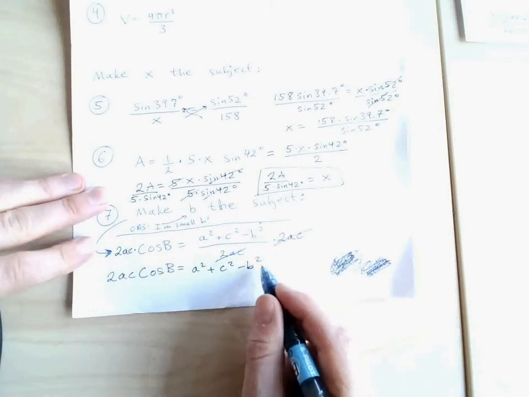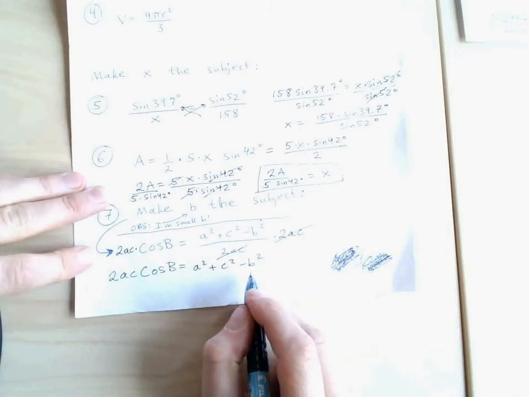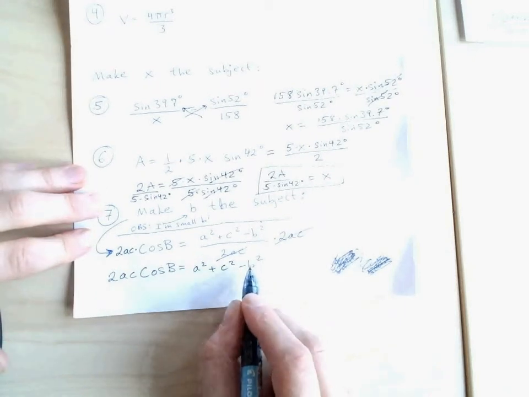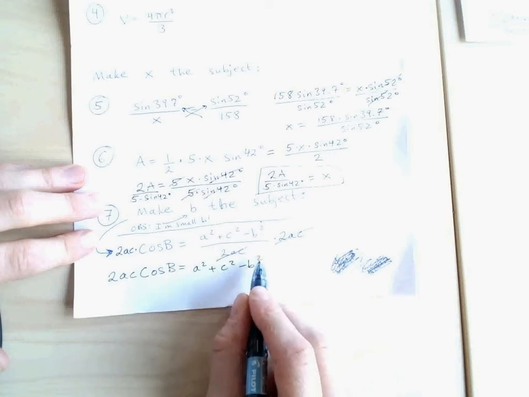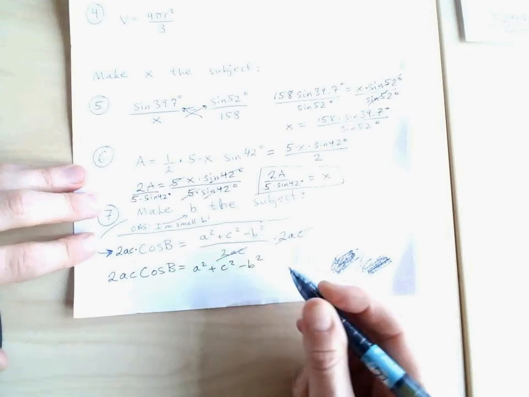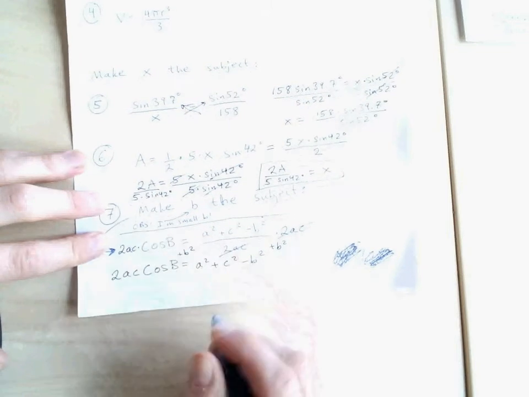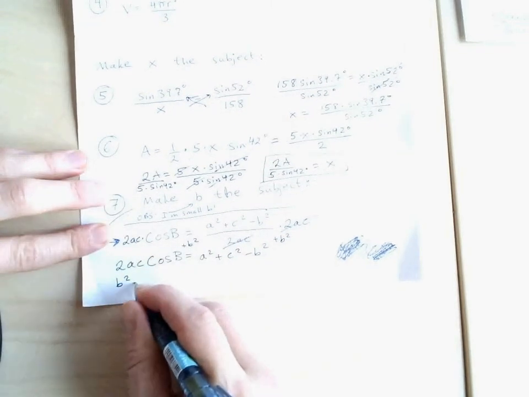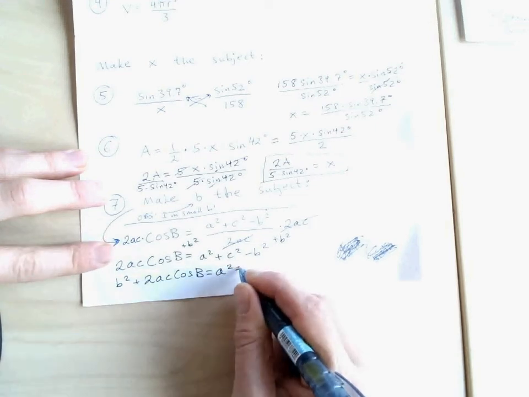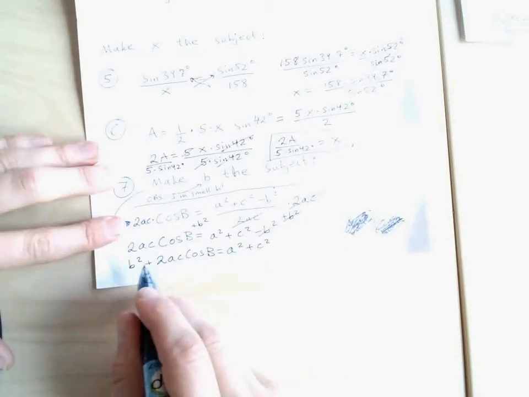Now, we need to get b alone. There are some different ways in which we could do this, but you see also that you have minus b squared here on this side. We would like b squared to be positive. It would be more convenient for us. So let's say we take plus b squared on both sides. So we have b squared plus 2ac cos b equals a squared plus c squared, like this.